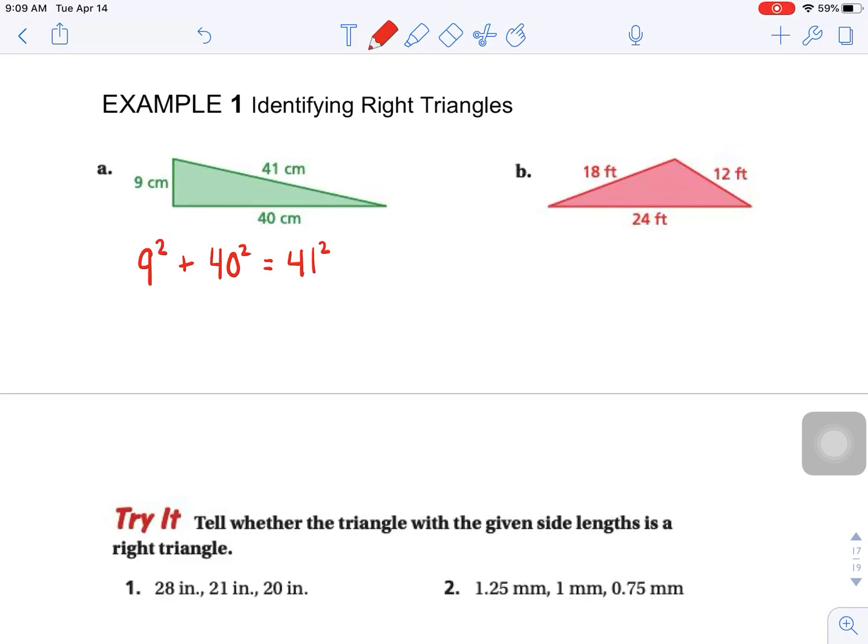Okay, so if I evaluate now, I could use my calculator, right? 9 squared, 40 squared would be 1600. 41 squared is 1681. All right, so 1681 equals 1681. So, yes, this is a right triangle.